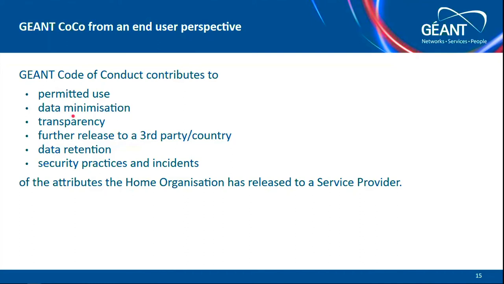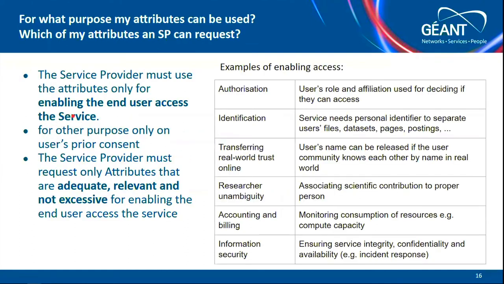And next I'll go through these details. So the code of conduct defines that when a service provider commits to the code of conduct, it must use the attributes that the home organization releases only for enabling end users access to service. So other purposes are not permitted unless the user gives the prior consent. And also it requires that the service provider requests only those attributes that contribute to data minimization, so attributes that are adequate, relevant, and not excessive for enabling access to the service.